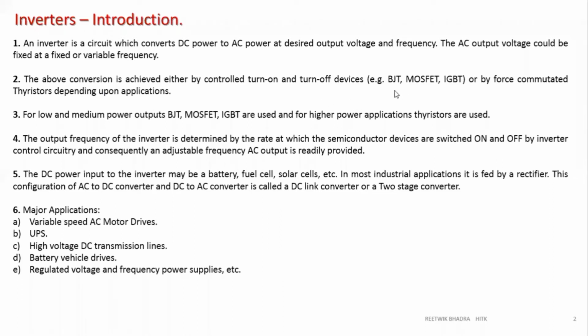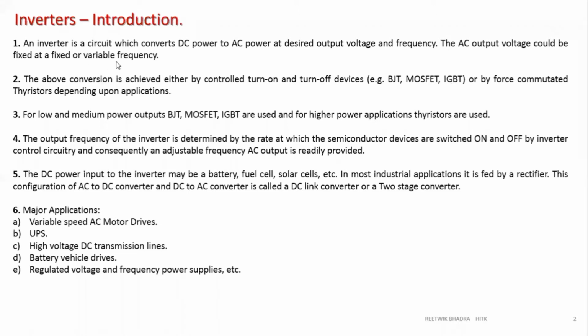And in the first class, we had discussed the power and frequency ratings of all the switches. If you recall, BJT, MOSFET, and IGBT operate at low voltage but high frequency, and thyristors at high voltage and low frequency. So for low and medium power output, you need BJT, MOSFET, IGBT. For high power applications, thyristors are used.